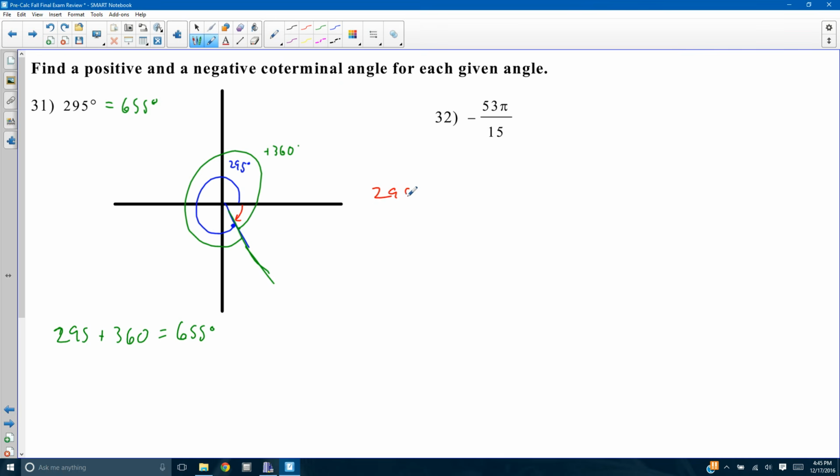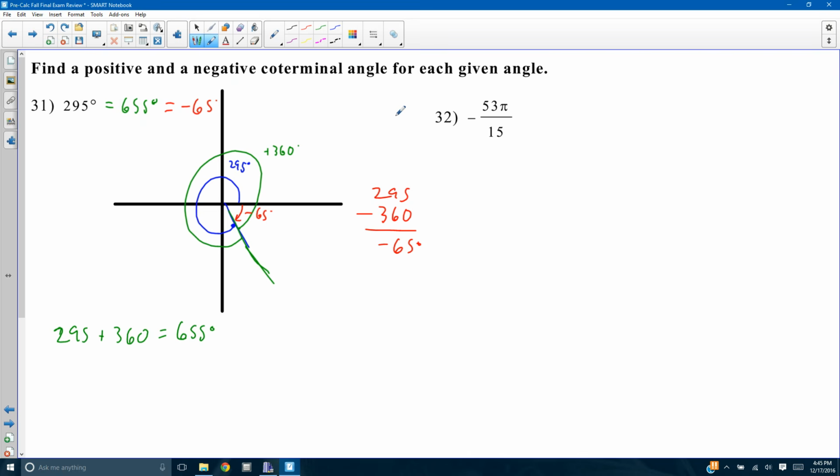So 295 minus 360 gives you the negative version of what we're looking at. That is negative 65 degrees. So this is what we're looking at: subtracting 360 from 295, and negative 65 degrees is coterminal with that.